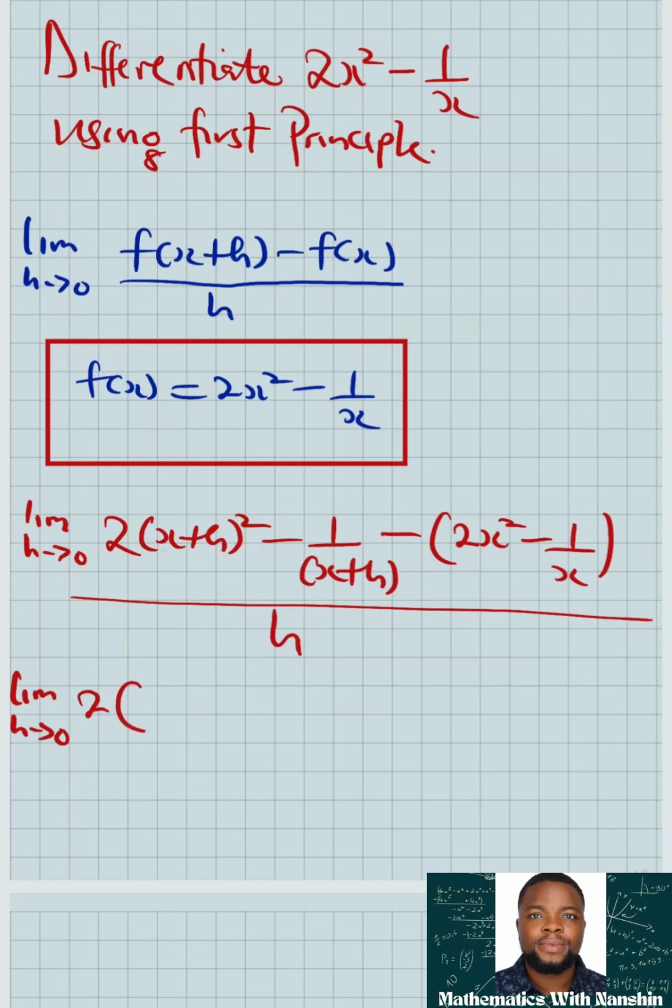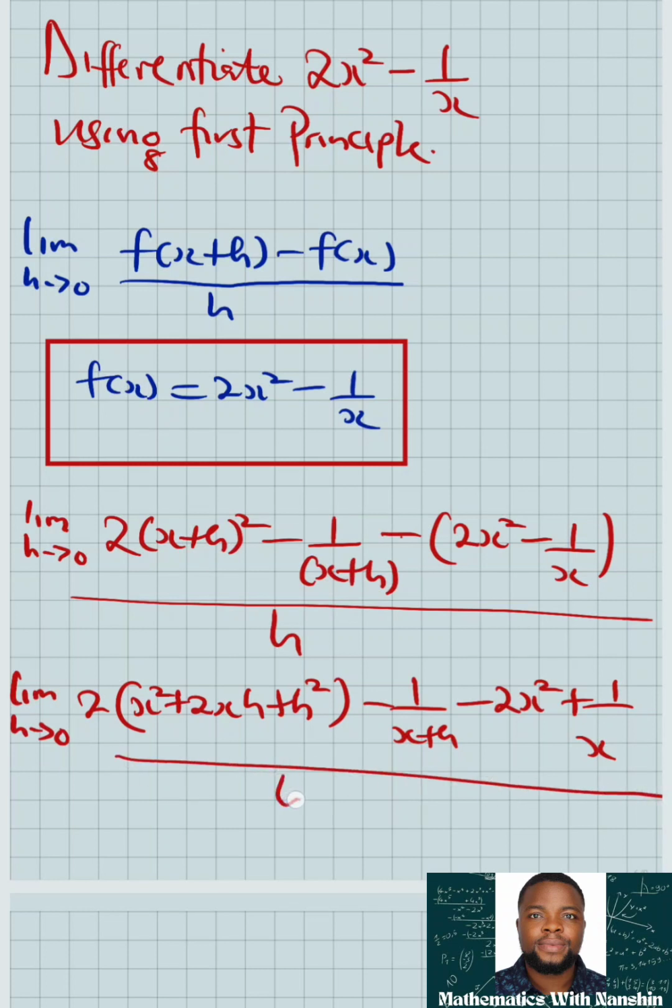2 open bracket. Now this is x plus h squared. That means you're going to say x plus h in that bracket times x plus h in that bracket. And if you expand, that will give you x squared plus 2xh plus h squared. And minus this one. We can open this bracket with a negative sign, minus multiplying 2x squared. We have 2x squared, and minus multiplying minus here becomes positive, all over x. Then everything here is all over h.